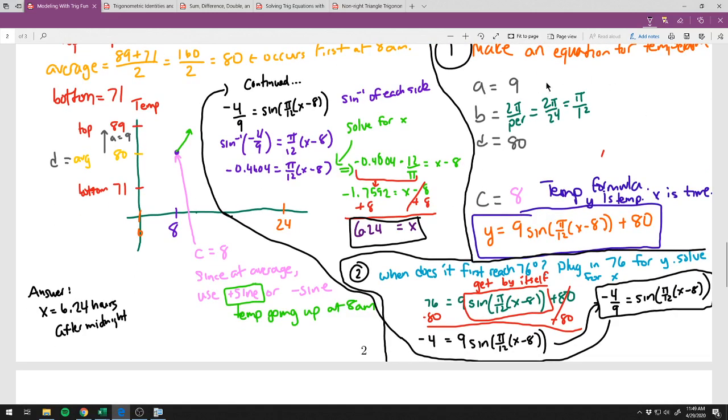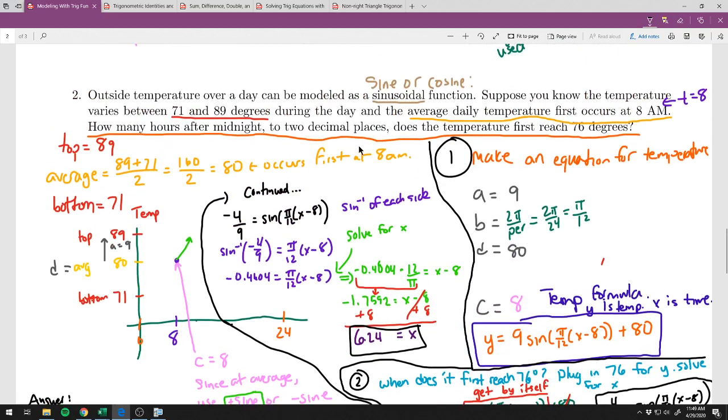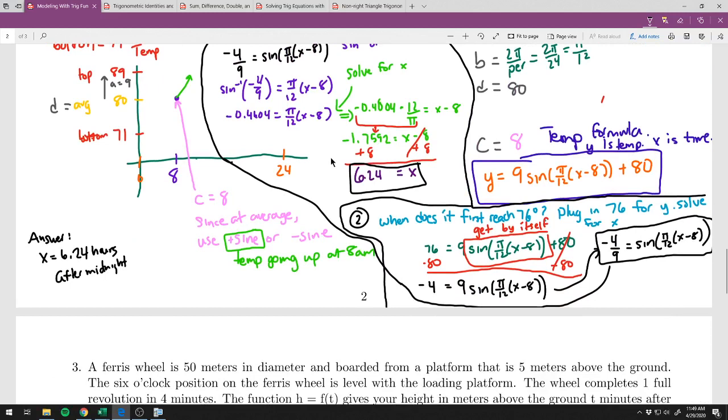We made our equation. Then after we made our equation for the temperature, we set it equal to 76 because that's what we wanted to do. And we've just directly solved it from there. All right, but that is not something we could have done before section 2.3 because we did not know how to solve equations.